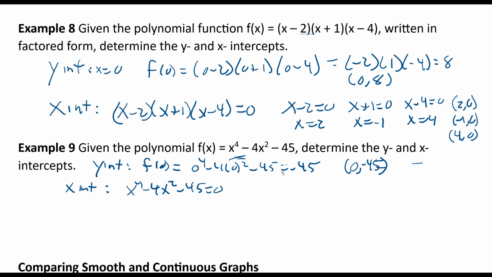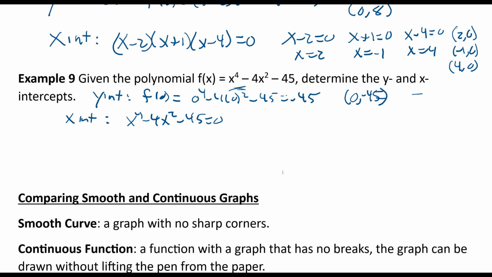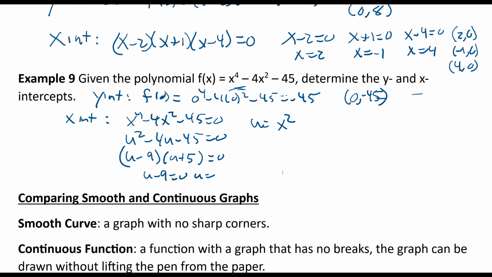So we're going to have to factor and solve this. I don't know if this helps, I'm going to do u substitution. u equals x squared. This is u squared minus 4u minus 45 equals 0. So this would factor to be u minus 9 times u plus 5. So u minus 9 equals 0 means u equals 9. u plus 5 equals 0 means u equals negative 5. But we're not finished because we have to go back and say what was u. u is x squared. So x squared equals 9 means x is plus or minus 3.